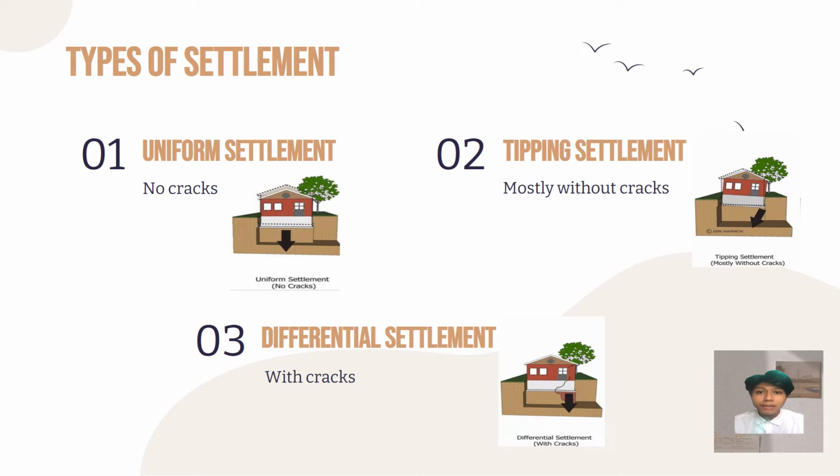While tipping settlement occurs when a part of the structure settles down to a certain depth, mostly with no cracks. However, it can lead to cracks on the structure. And differential settlement happens when the structure is built on soil containing different layers which may settle differently, and cracks appear on different elements of the structure, which can lead to a collapse of the structure.